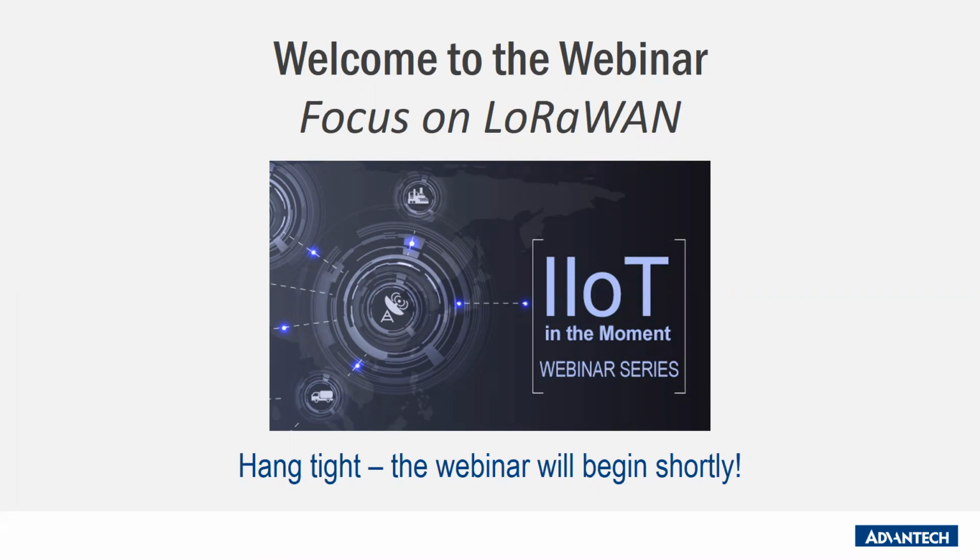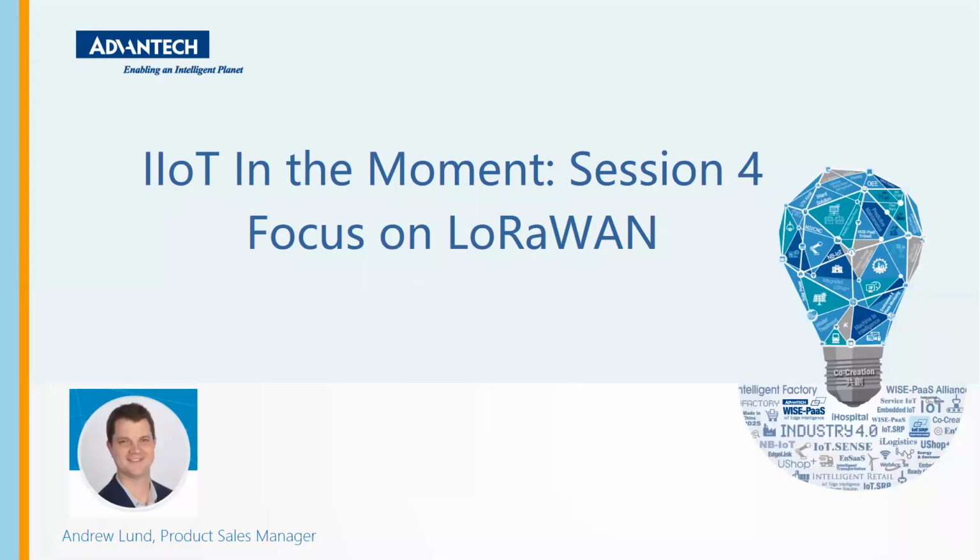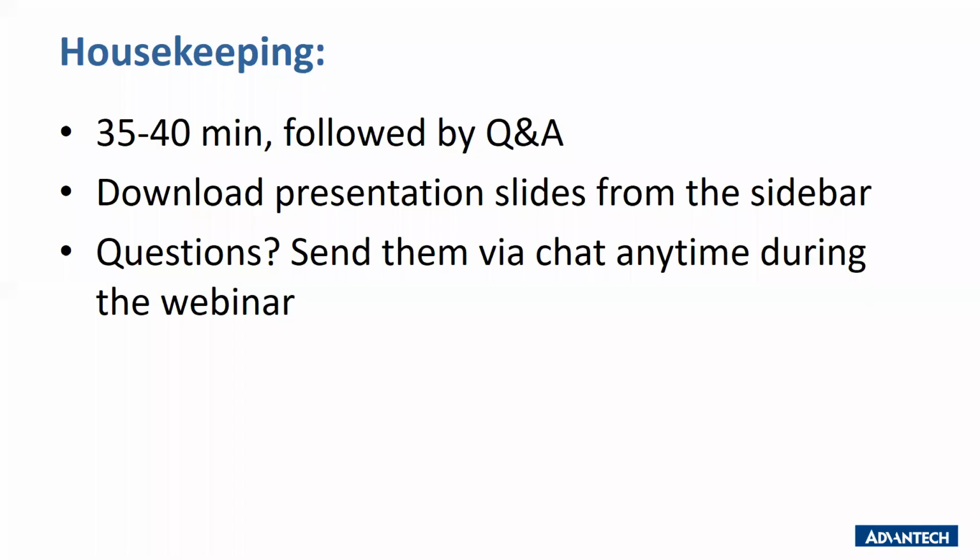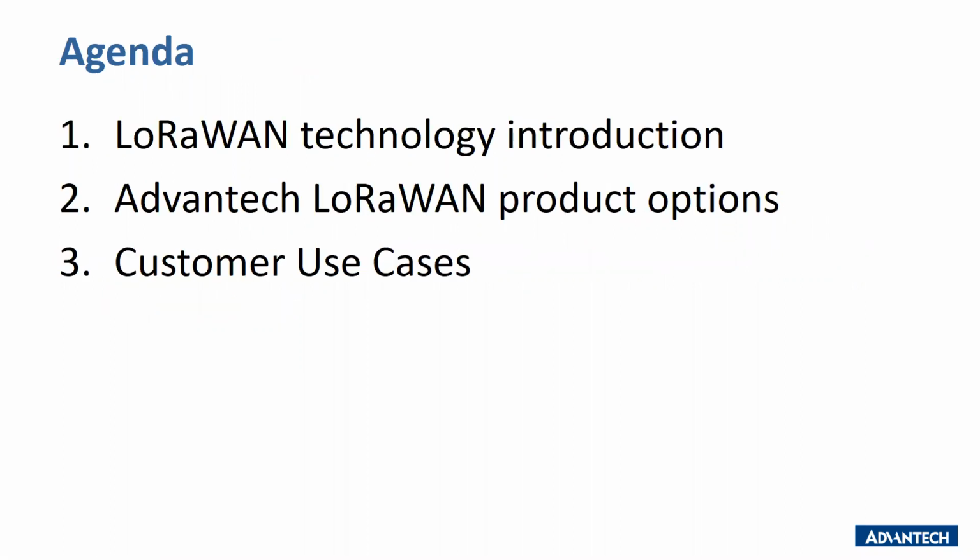Okay. LoRaWAN. Earlier in the training, I introduced LoRaWAN as an interoperable standard for long-range, low-power communication, specifically for sensing over 900 megahertz frequency. So we'll do a little bit deeper dive into the technology, and then we'll talk about our products that are LoRaWAN capable, and we'll talk through some use cases as well.